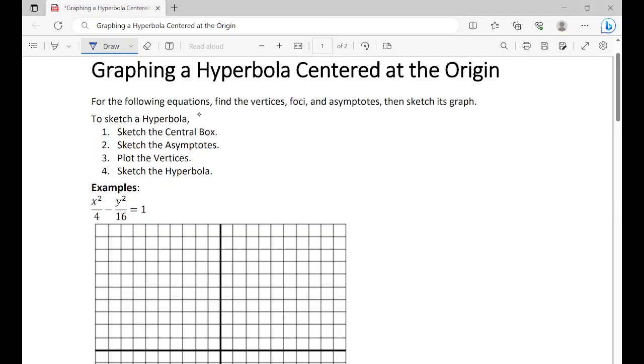For the following equations, we need to find the vertices, foci, and asymptotes. And once we do that, we're going to sketch our graph. Now, to sketch the graph of a hyperbola, we're going to need to sketch in the central box, then the asymptotes, plot the vertices, and then finally draw the curve that represents our hyperbola.